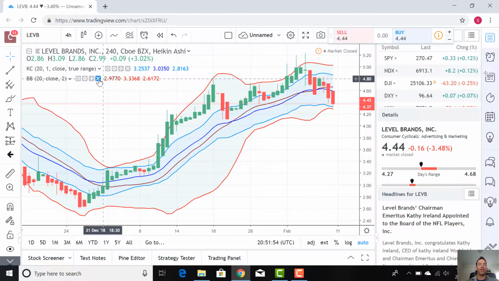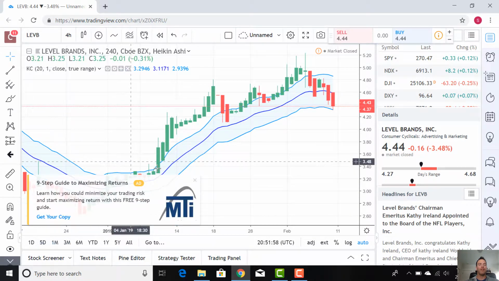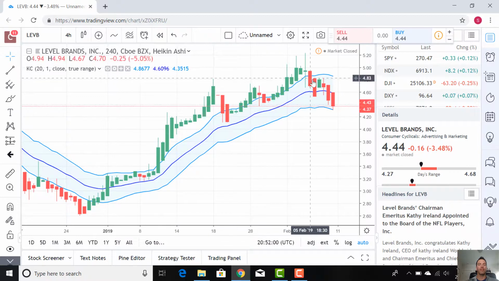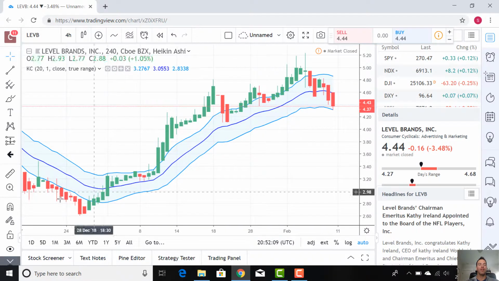And I'm just going to close those out now. And look what it does to the Keltner channels. It's bouncing above and below the Keltner channels. And we know that every time it's above, that's pretty rare, we can predict they're going to come back down within those channels, which they've done.